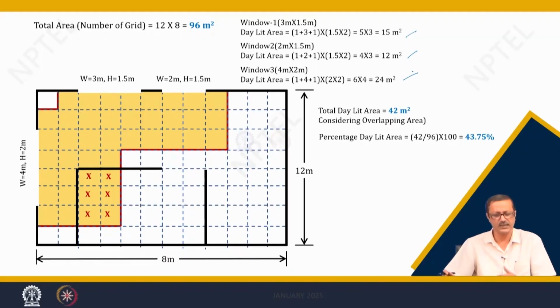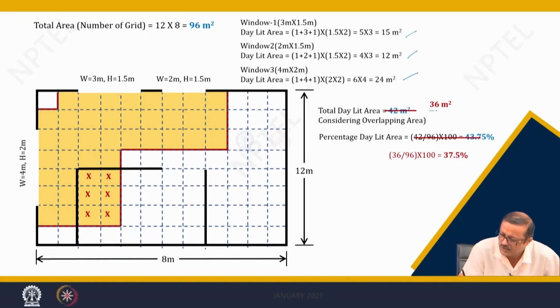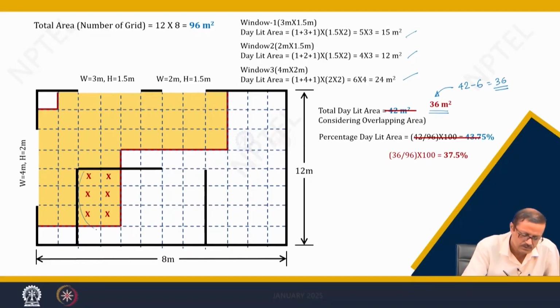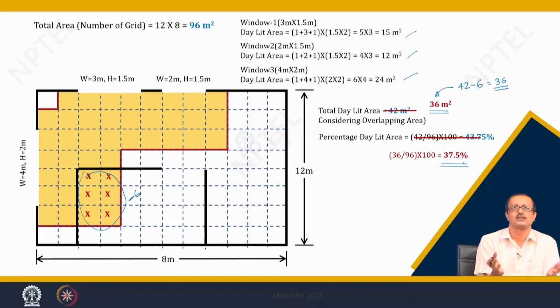Okay. So, if it is open, then these 6 modules or 6 grids can be taken in my calculation. So, considering this area 42, this is 42 by 96, which is 43%. Now, I have to revisit, because now it is 36 square meters, because it was 42 earlier minus 6. So, 42 minus 6 is 36, and my new calculation is 37.5%. So, if you put a room over there, you are not going to get the ECBC also, because you are less than 40%.